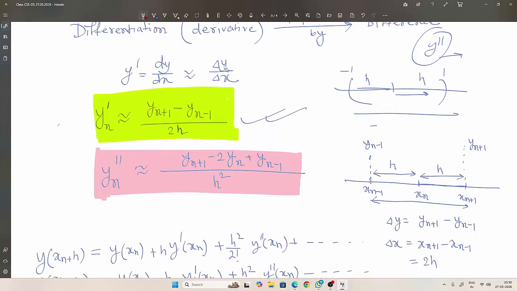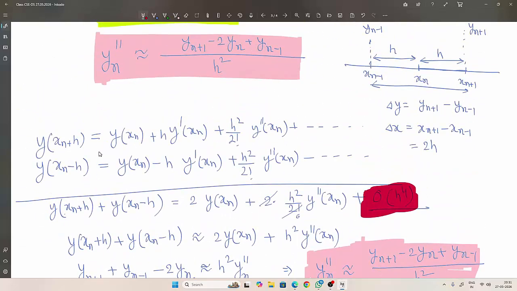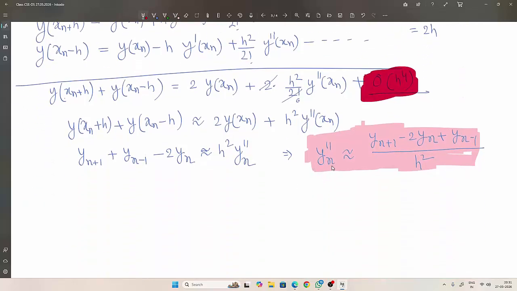Now if you find the delta y using the central difference, it will be yn plus 1 minus yn minus 1, and delta x is the h difference, which is h plus h, that is 2h. Similarly, yn double dash we have calculated using the Taylor expression. So Taylor series expansion থেকে we have proved that yn double dash has this expression. So you have to remember these two as formulas to apply the finite difference method.